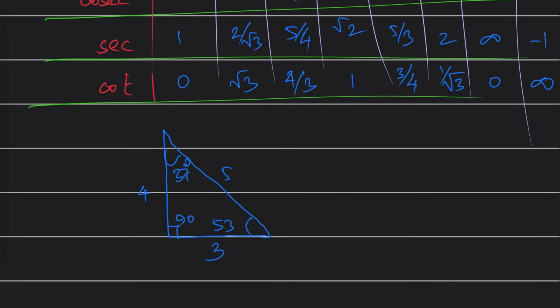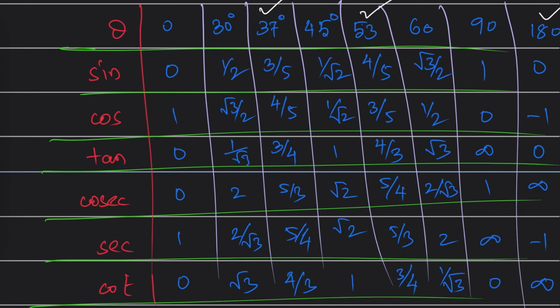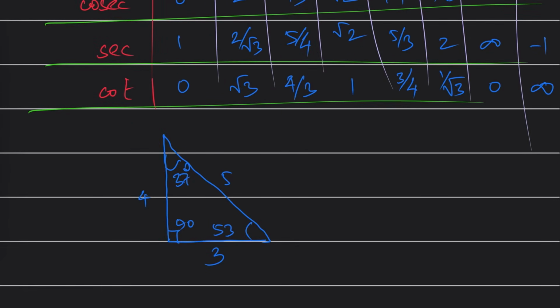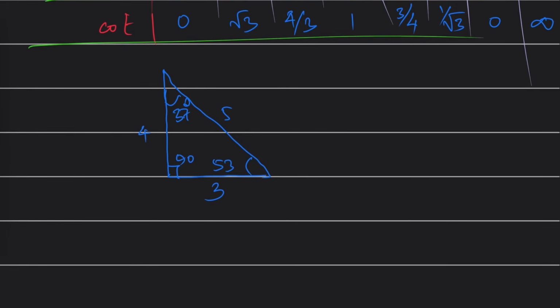Now if I ask you what is sine 37, you will just say 3 by 5. Is it 3 by 5 here? Yes. It means whatever I said, you don't need to remember in the chart, you can go with this triangle, and after a few days everything will come in your brain. No need to remember this chart. That is going to be helpful. This triangle is very much important.